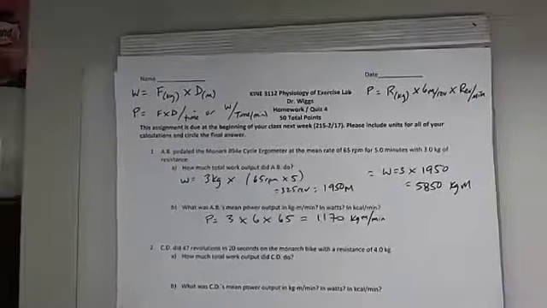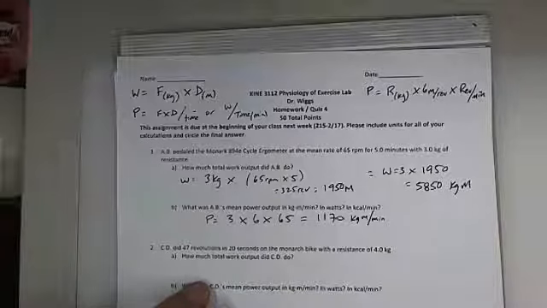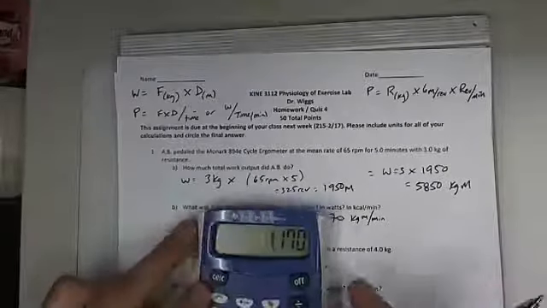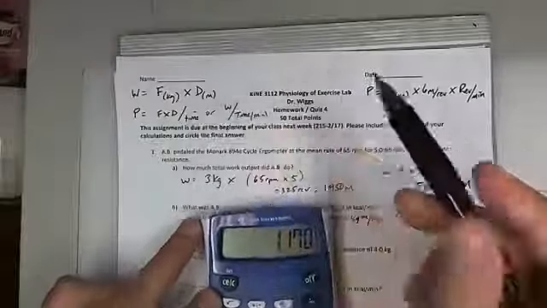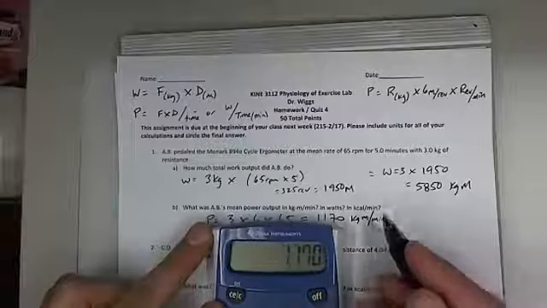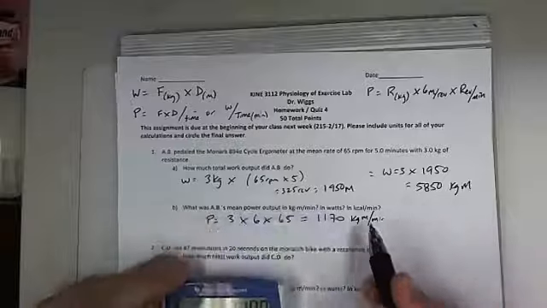We can check ourselves, right? So we can check ourselves by taking 5850 divided by 5, which would have been this power calculation. Here, using this equation, work divided by time, 5850 divided by 5 minutes gives us 1170 as well. And so we can be pretty confident in that answer.